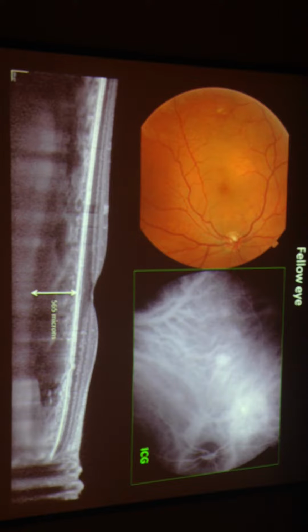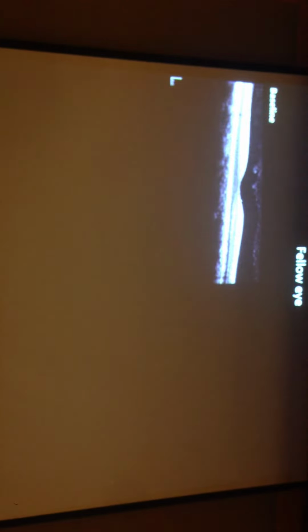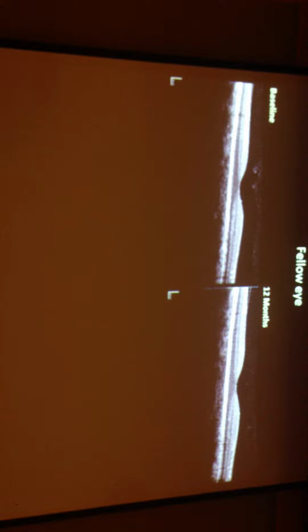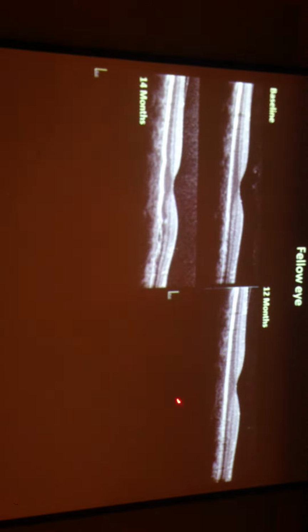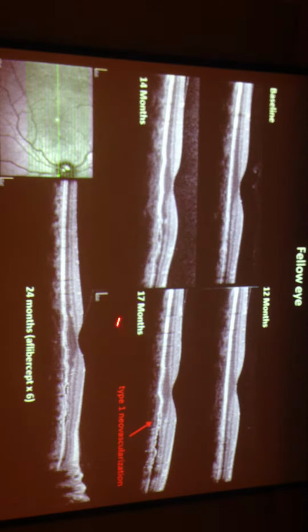With the ICG, there is choroidal hyperpermeability in this eye as well. So this fellow eye, we follow up starting from baseline. You don't see much change except for minimal RPE changes over here. 12 months later, still about the same. 14 months later, you start seeing evidence of the type 1 neovascularization over here with some subretinal fluid. And by 17 months, you can see it's a full-blown type 1 neovascularization with subretinal fluid. And this patient was treated with aflibercept.